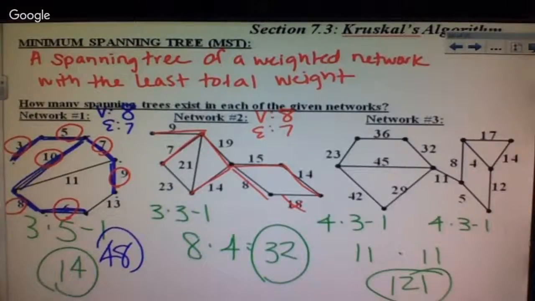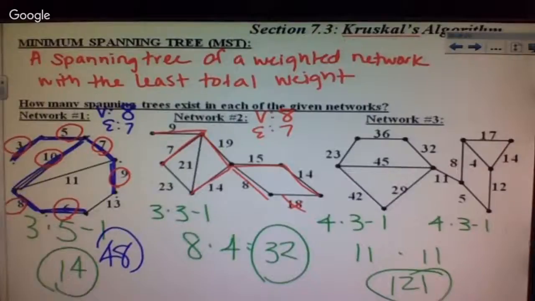So again, your only rule here is no circuits. 16, 26, 35, 45, 55, 60, 64, 74. Let me check this time. 14, 84, 88, 96. I'm lying, I got 86.